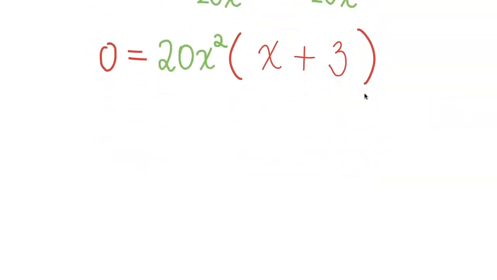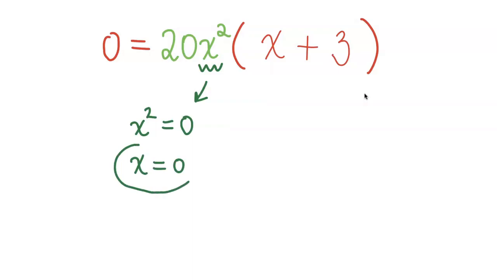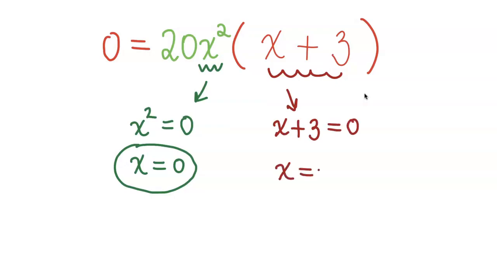We're going to set each of these factors equal to 0 now. Okay. So first, set this equal to 0. Well, I don't really have to set 20 equal to 0. I can just say x squared equals 0 when x is equal to 0, right? So the first critical value is x equals 0. The second critical value is from x plus 3 equals 0. So if I subtract 3 from both sides, I get the critical value of negative 3.